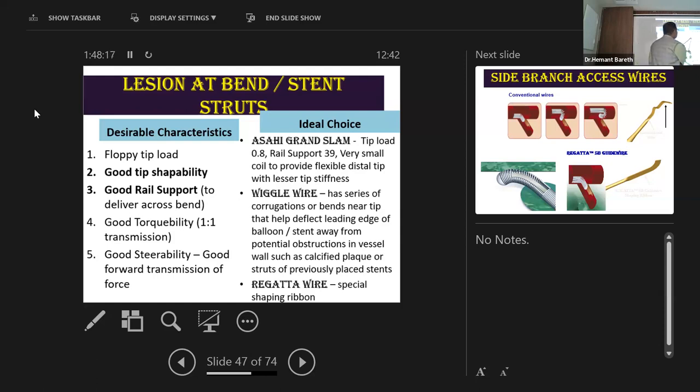And a very small coil, so that once it bends, then the rest of the wire can follow that coil. So very small coils. These are the characteristics of this interesting wire.